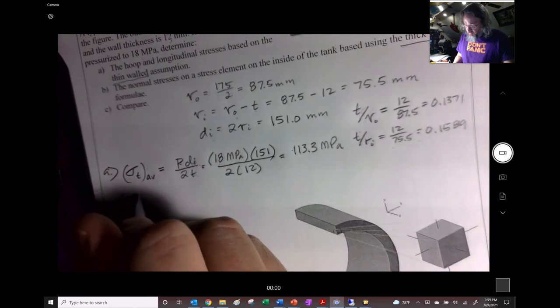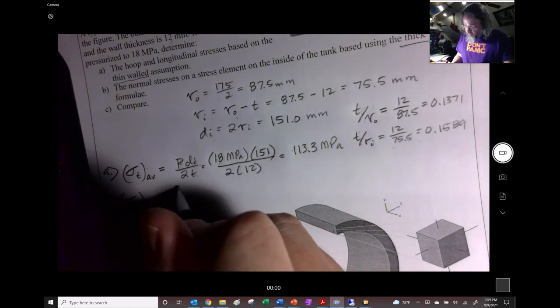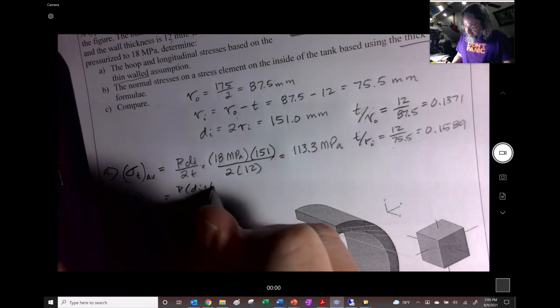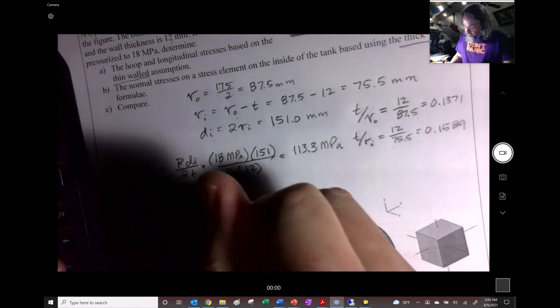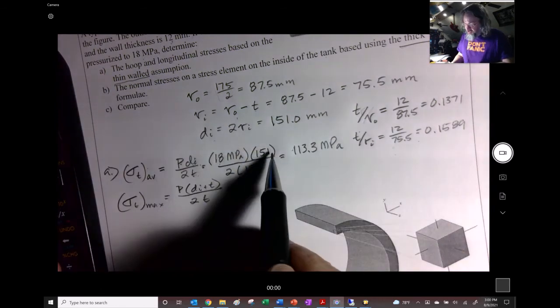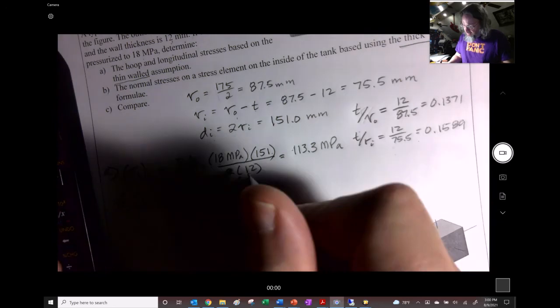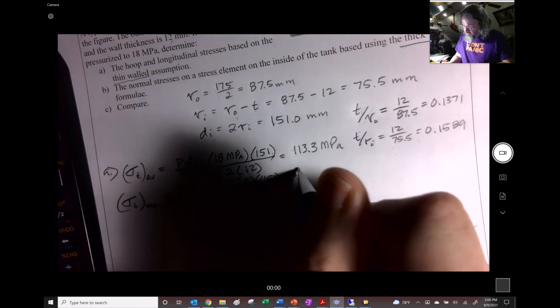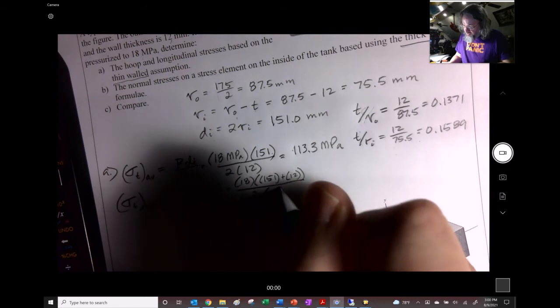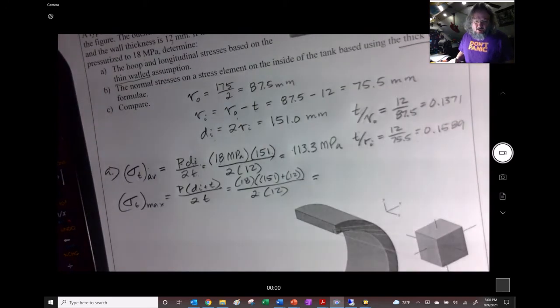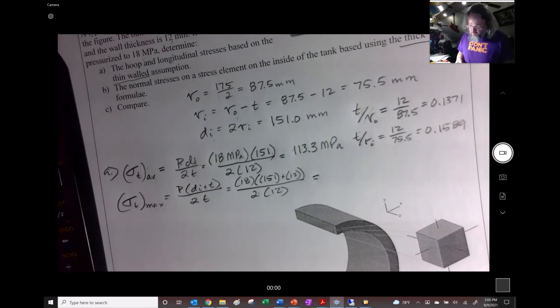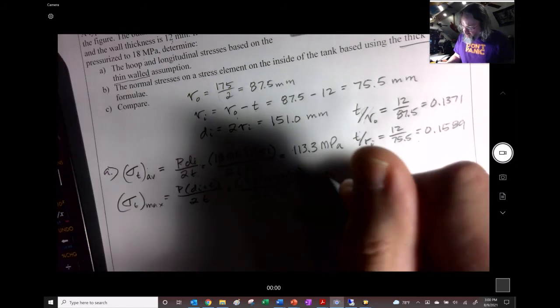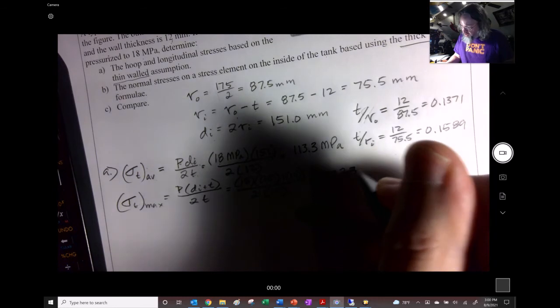Now, we got to go to the what if. What if we get the max now instead? We go P d_i plus t divided by 2t. So 18, and I should have put a millimeter and then a millimeter there. I was going to show how they cancel out, but I'm not going to leave off the units. So I get 151 plus my 12, divided by 2 and divided by 12, and I say I got 122.3, right? So let's see, 18, 151, 12, add them, multiply them, divide by 2, divide by 12. And so I get 122.3 megapascals.